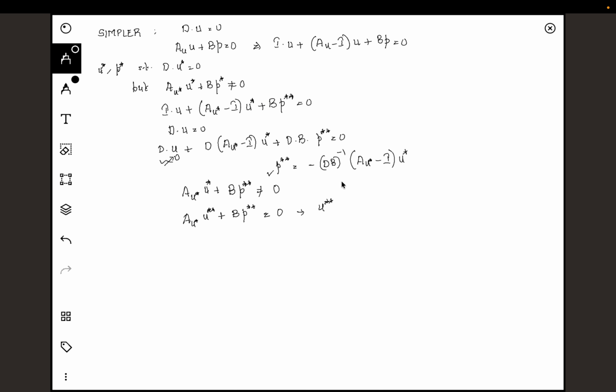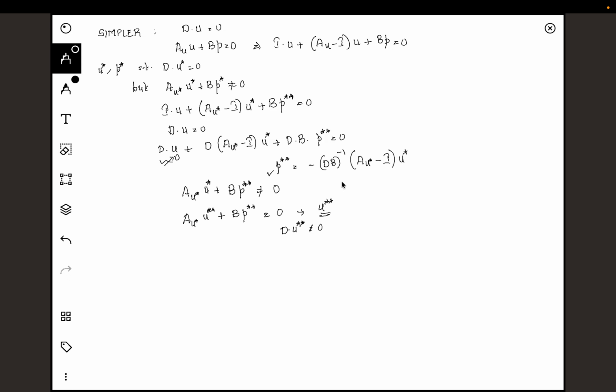But again, just like before, once we get U double star, that doesn't mean that D times U double star equals 0 will be satisfied. So this may not be true. So now I have to again do the pressure correction just like before. Whenever you have a velocity field that is non-conservative, or not divergence free, all you have to do is apply this pressure correction term.